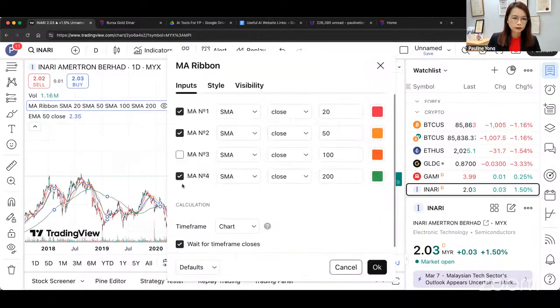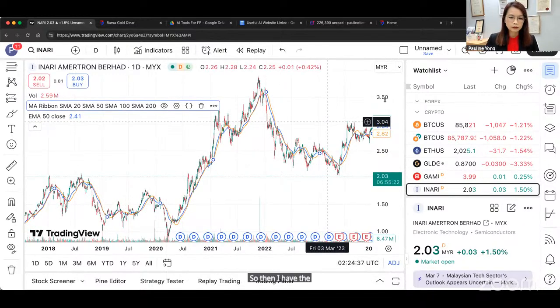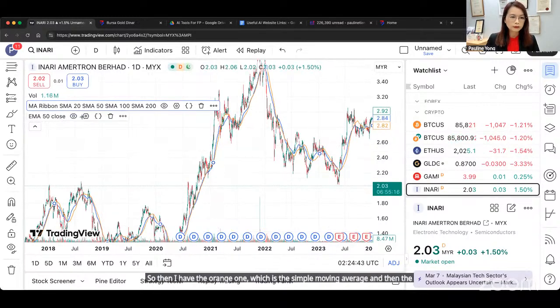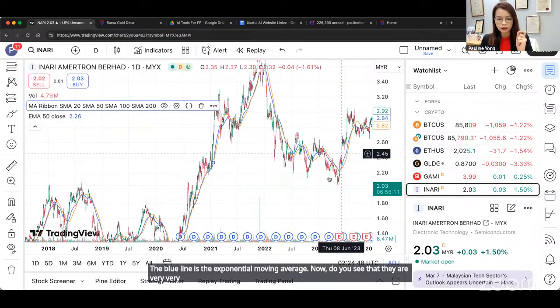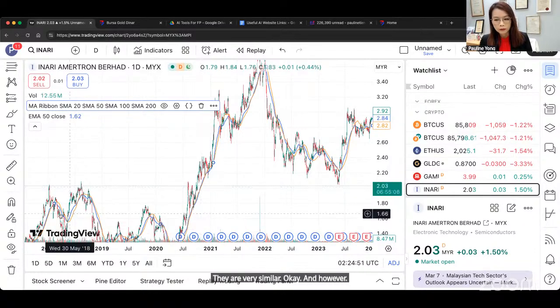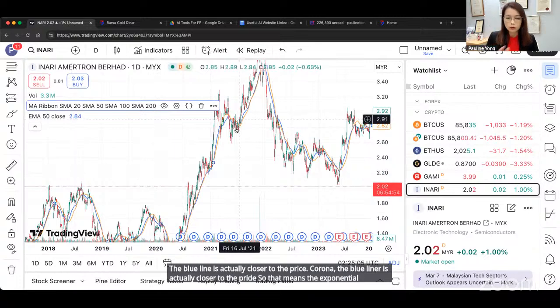So let's untick all these. Then I have the orange one, which is the simple moving average, and the blue line is the exponential moving average. Do you see that they are very, very close to each other? They are very similar, okay? However, the blue line is actually closer to the price. Correct or not? So that means the exponential is actually closer to the price.